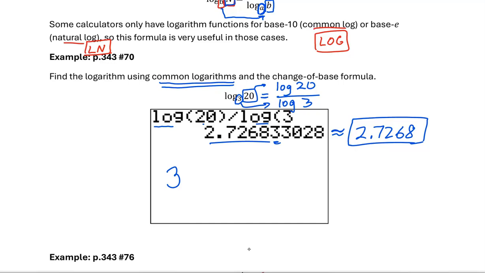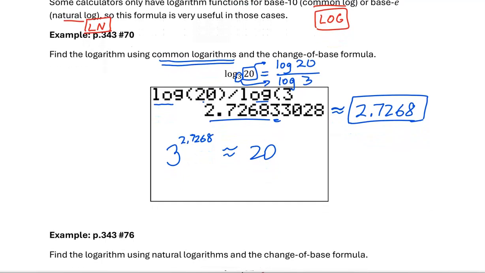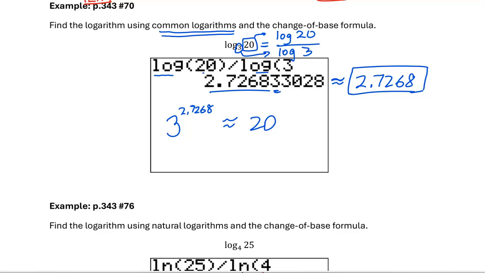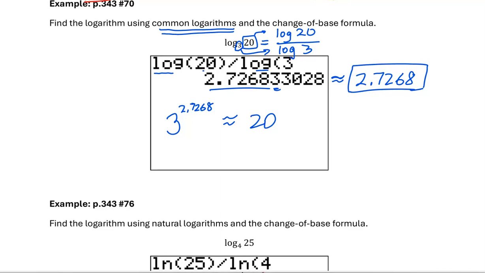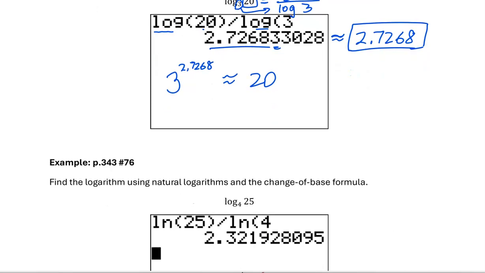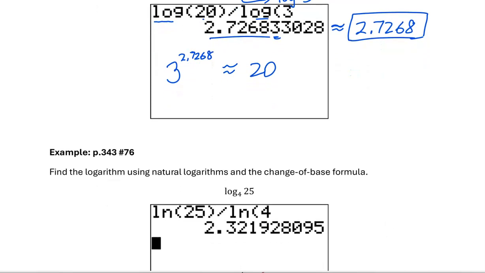So 3 to the power of 2.7268 should be approximately 20. And again, you could check that on your calculator and see if that's actually accurate. It should be really close. So these are going to be pretty easy problems for you if you know the change of base formula.